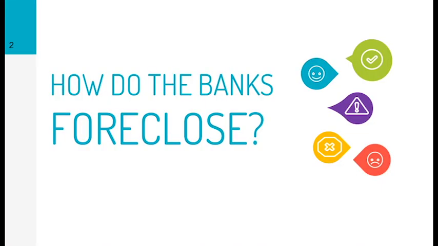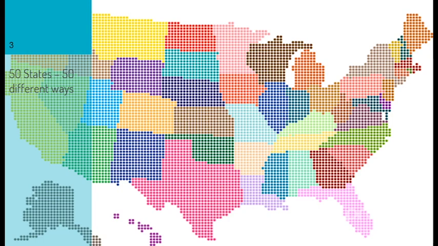How do the banks foreclose? Well, that's a difficult question to answer because there's 50 different states with 50 different ways to do it. And even in some states, there's multiple different ways to do it. So there are tons of different ways to foreclose. There's no way that I can sit down and teach you every single one of those ways in a class. But what I can do is explain to you what the two primary ways are, and then you'll figure out what the little nuances are within your state with some of the resources that we're going to provide below.